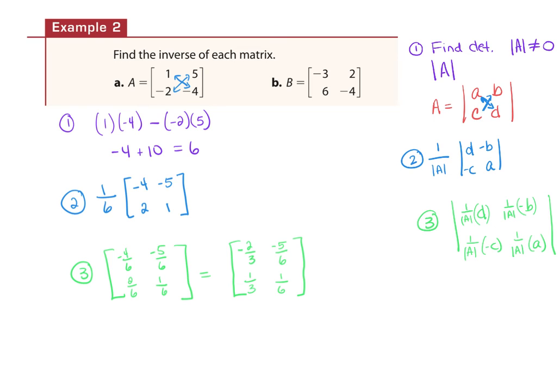So my first step is to find my determinant. So I'm going to say -3 times -4 minus 6 times 2. 12 minus 12 is 0. If you get this for a determinant, you are just going to say that this is undefined, or I cannot find an inverse. You could say undefined. You could say no inverse. You cannot do this when you are done.